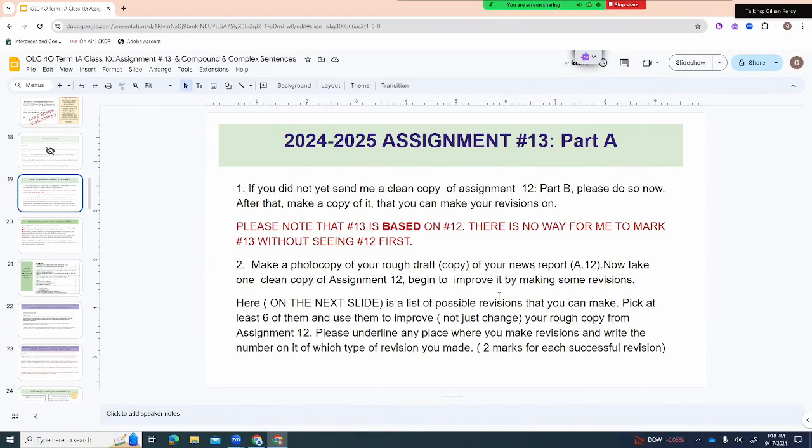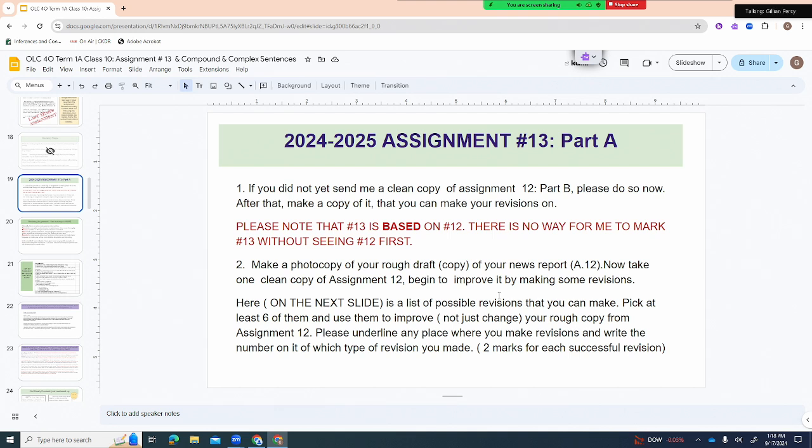So it's a two-parter. Just like assignment 12 was a two-parter, this is a two-parter as well. Part A. If you did not send me a clean copy of your assignment 12 part B, do that right away. Don't do anything else before you do that. Make sure it's clean, it's beautiful, it looks great. Take a picture or photocopy it or whatever. Email that to me, then go on to the next step, okay? I need to see that so that I can mark assignment 13.